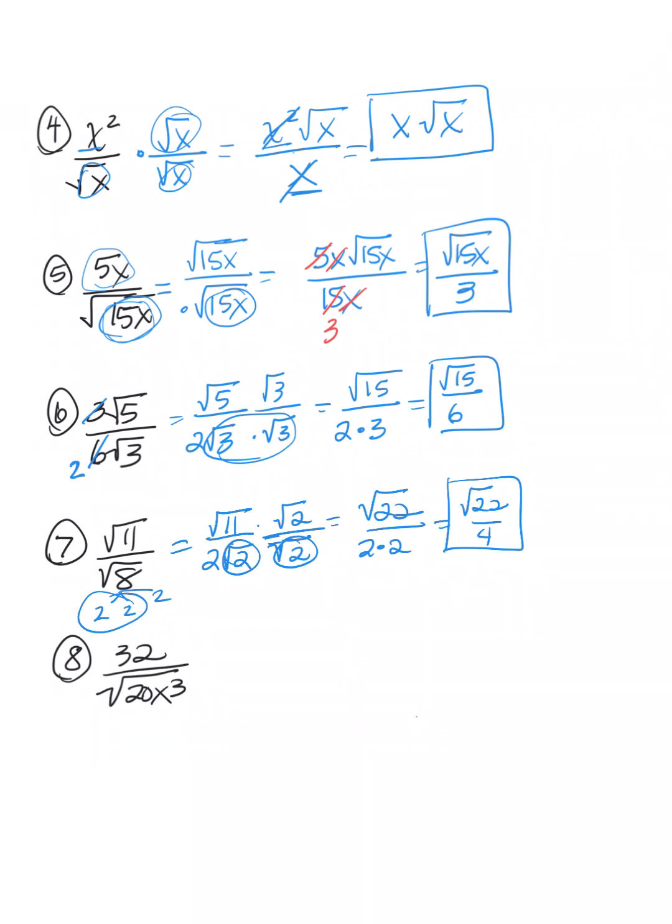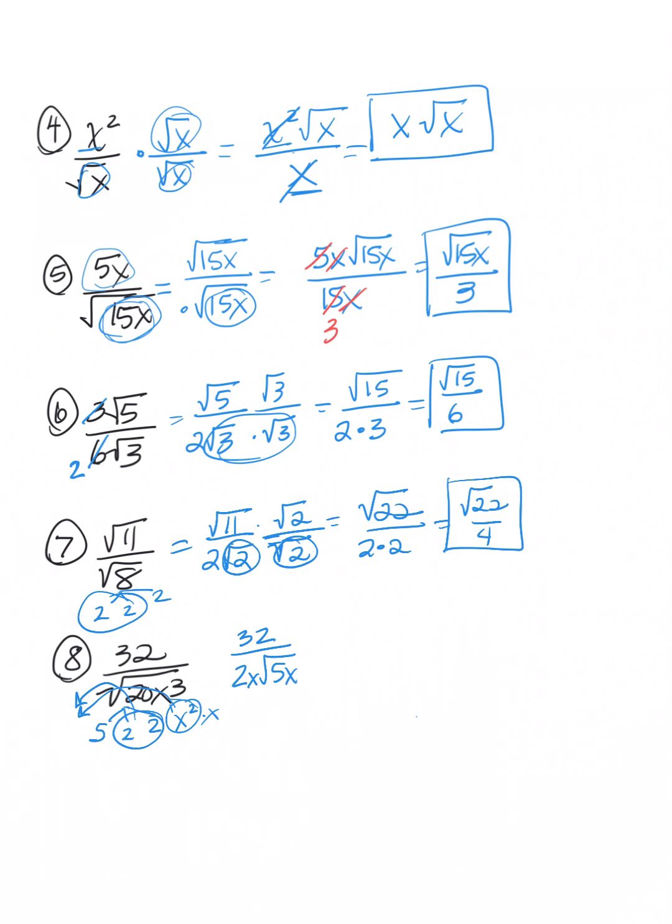Number 8, okay, 32 over the square root of 20x cubed. Well, there's some reducing to do here, right? 20 is 5 times 4, 4 is 2 times 2, there's a pair that can come out. X squared times x is x cubed, right? So there's a pair that can come out. So if I reduce what I have so far, I have 2x times the square root of 5x. That 5 and x are left under the radical.